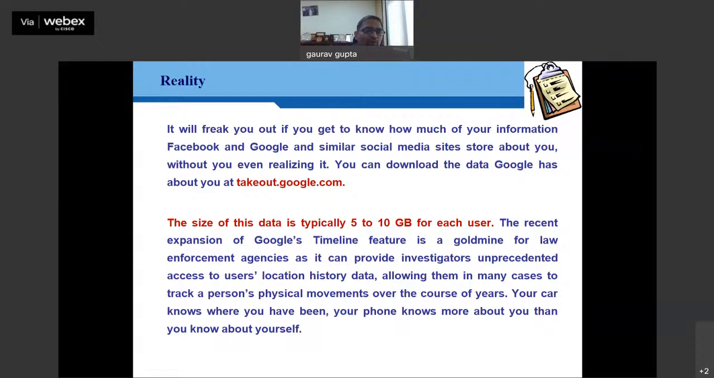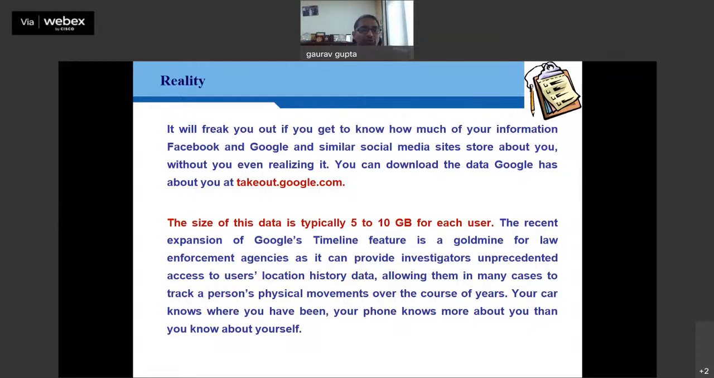For example, let's say if I compromise your Gmail account, what will happen? I can actually go to takeout.google.com and download this data about you, and I can know what all you have done in the last 5 years, what all photos you have clicked, what all you have searched, what all places you have been. Everything will be known.